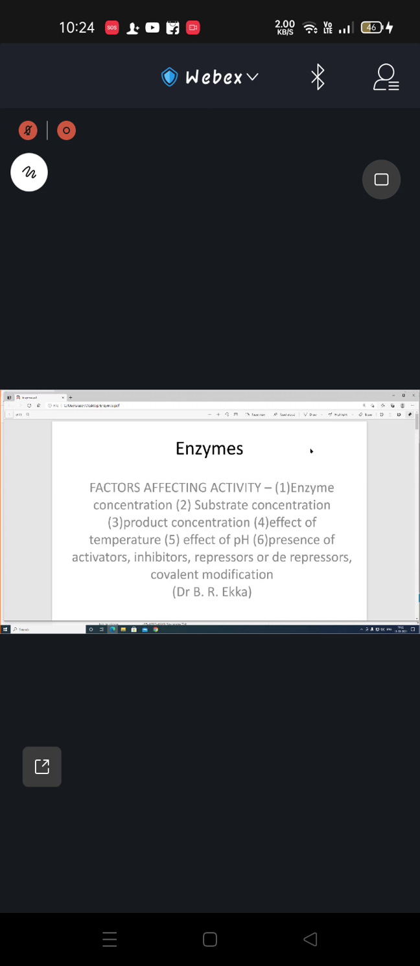The mode of action of enzymes, or we can say the mechanism of enzyme activity: how the enzyme acts.